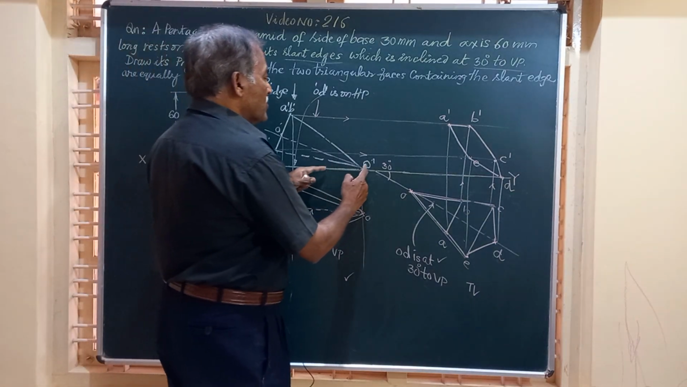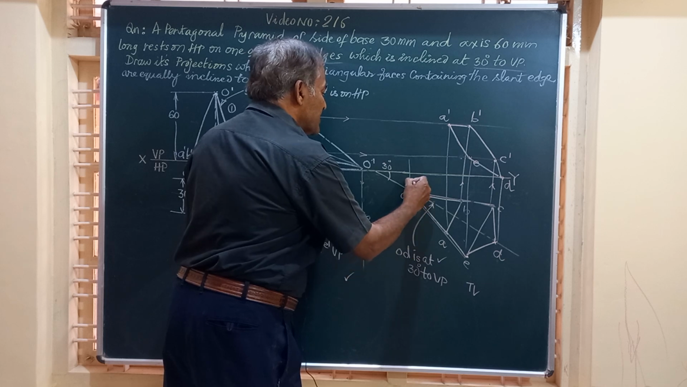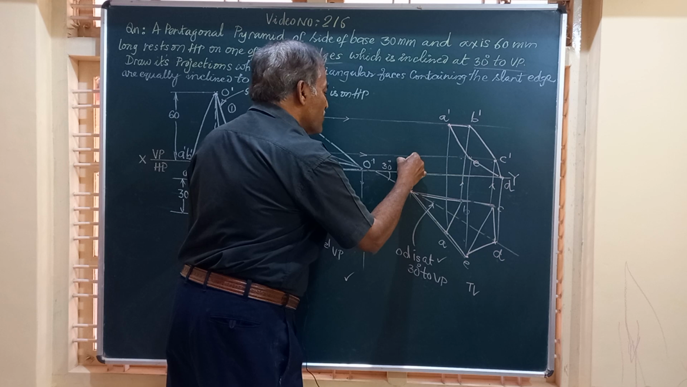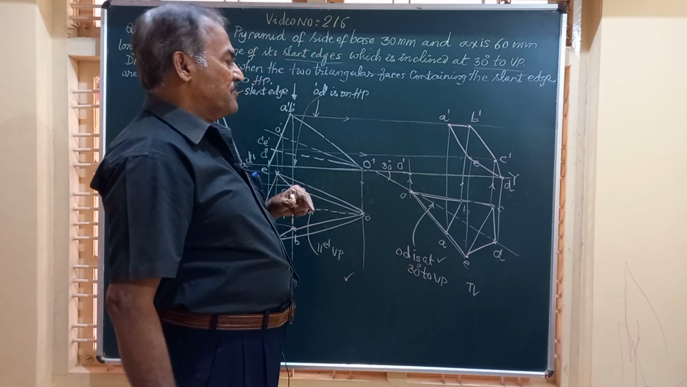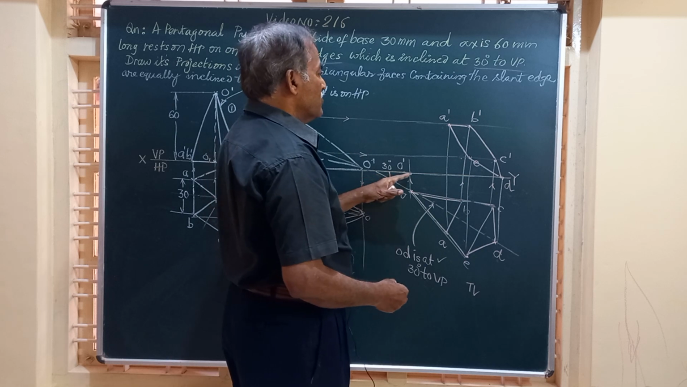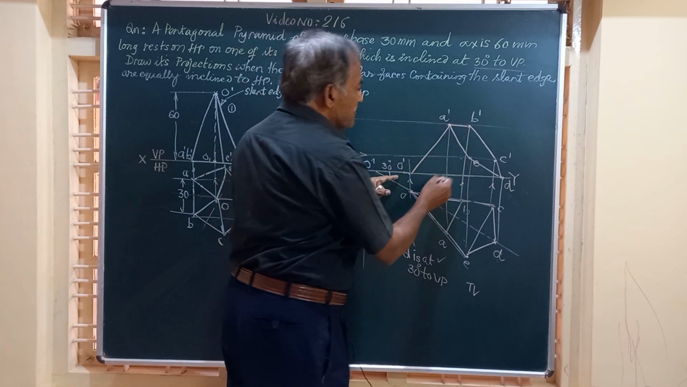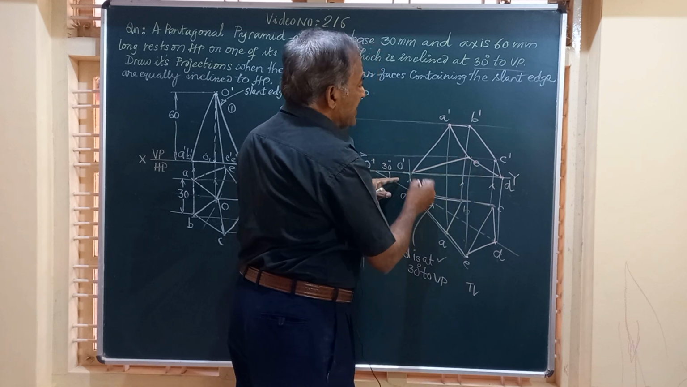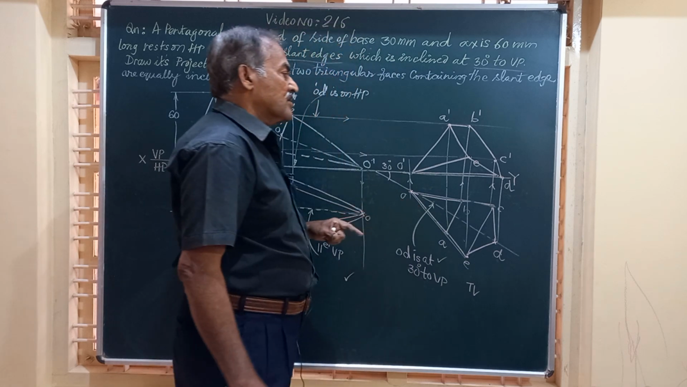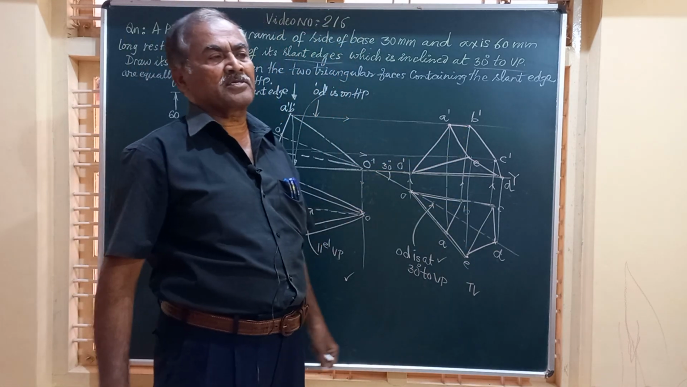Let us obtain the vertex O. A horizontal line through O dash, a vertical line through this. The point where those two intersect is the vertex O dash. Finally, friends, all these corners are to be joined to this vertex. So I join O dash to A dash, O dash to E dash, O dash to D dash. Now I have to join O dash to B dash and O dash to C dash.